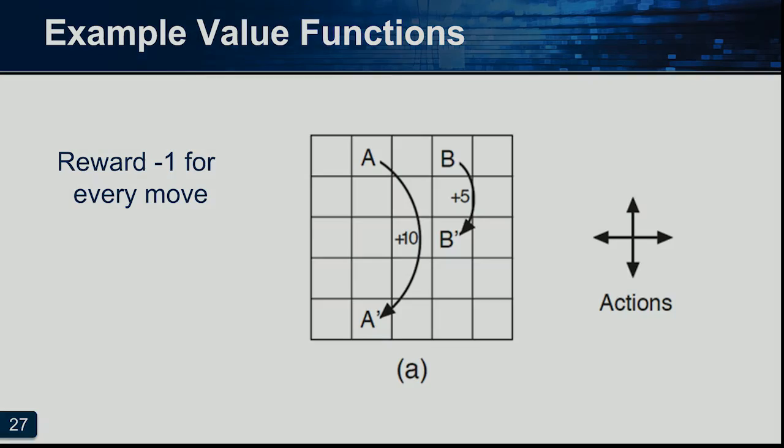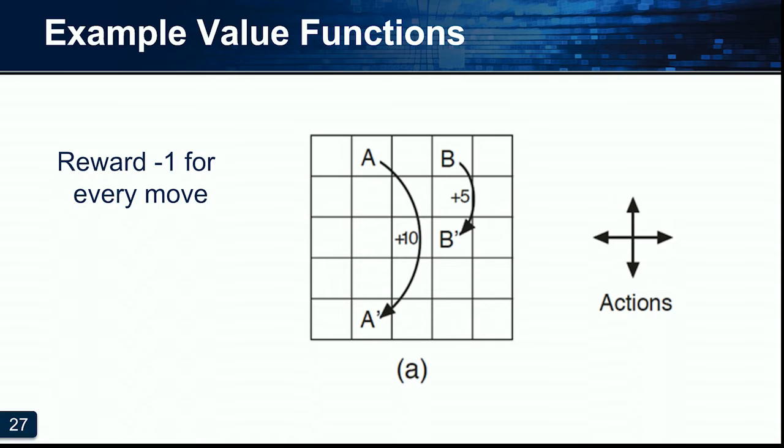All right, so let's look at a very simple example of this. Imagine you've got this little 5x5 grid world. And again, we can move in cardinal directions. But for every step that I take, I'm just going to get a reward of -1. Now, I've got two magic states that are teleporters. So if I arrive in state A, I'm going to teleport to A prime and get a reward of +10. And if I arrive in state B, I'm going to teleport to B prime and get a reward of 5.